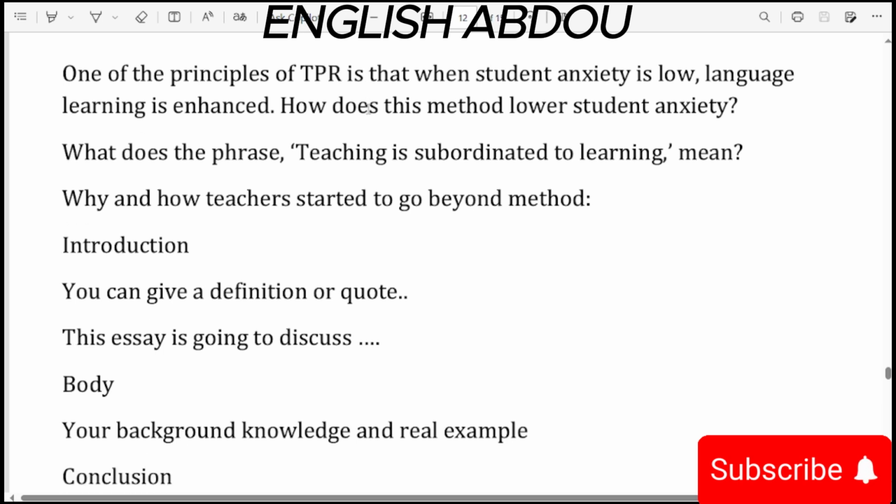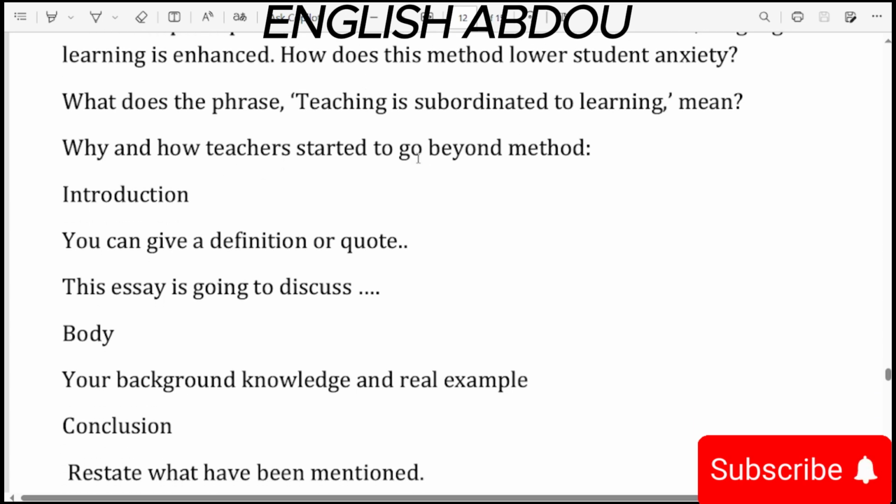Okay, why and how did teachers start to go beyond methods? Now, of course, we are talking about past methods and modern methods. Why? The reason, as I explained, is that some methods can work with some classes, and some methods cannot work with some classes. A method can work in the countryside but not in the city, or vice versa. These are some examples that I bring.